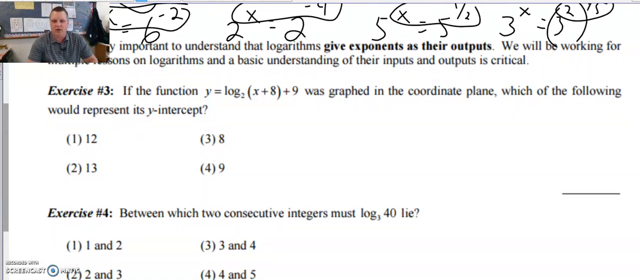We have to understand these concepts with the log. This is the basic log introduction. So if we get this part, then we should be able to do all right with the next portion.